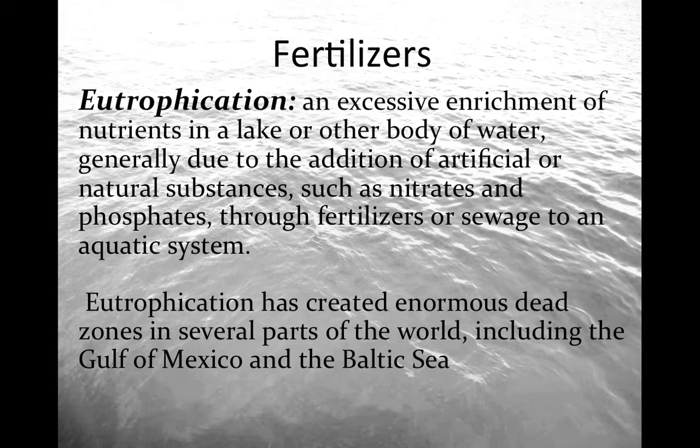So what is eutrophication? Eutrophication is defined as an excessive enrichment of nutrients. Basically, it's water that has an excess of certain natural or artificial substances, but mainly nitrates and phosphates. And these are found in your fertilizers. When they get into your aquatic system, they end up causing these giant dead zones. That sounds like, well, that doesn't make sense, right? If you're adding a whole bunch of nutrients, how can it cause death of organisms?